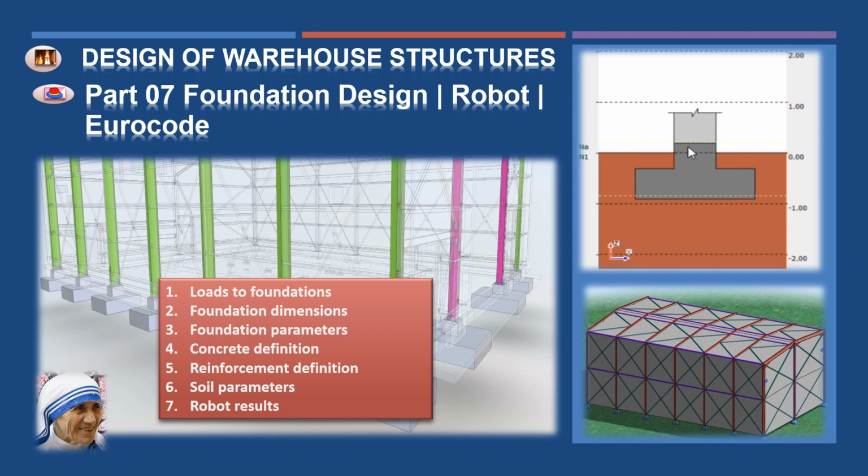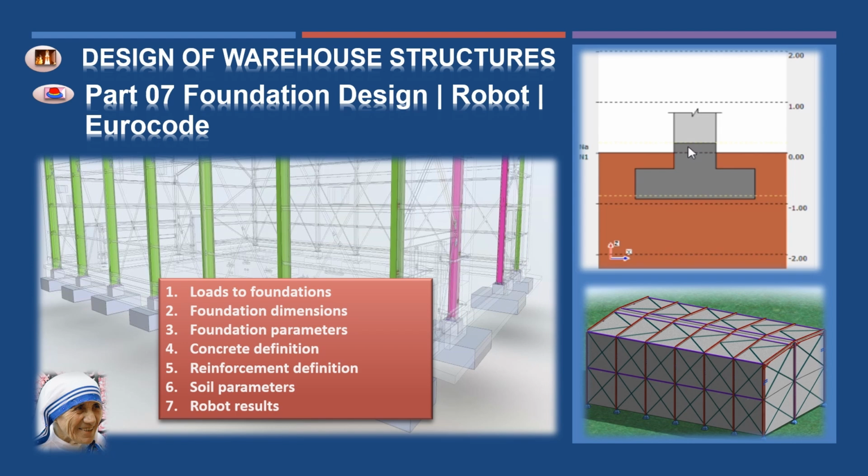Next one is the foundation dimensions. In the next step we are going to assume some foundation sizes to check whether the sizes are okay with the foundation loads and the foundation soil bearing capacity. And then the third one is the foundation parameters we need to define. Fourth and fifth are the concrete and the reinforcement steel definitions we are going to provide into the Robot foundation calculations. Next one is the soil parameters we need to provide. And finally, after applying all these 6 steps, we are going to click the calculation or run analysis, so that Robot Structural Analysis will provide the results for the foundations.